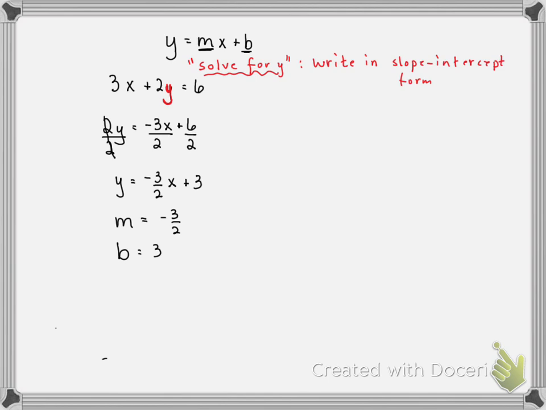So again, when it gives you a form of an equation, this form right here is standard form, ax plus by equals c. That's the standard form. When you're given a form like this one here, and you're told to write it in slope-intercept form, that is the same thing as being told to solve that equation for y.